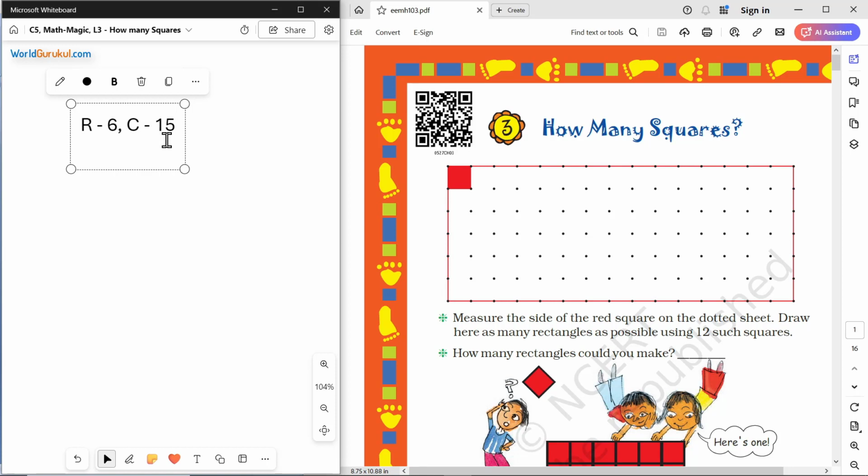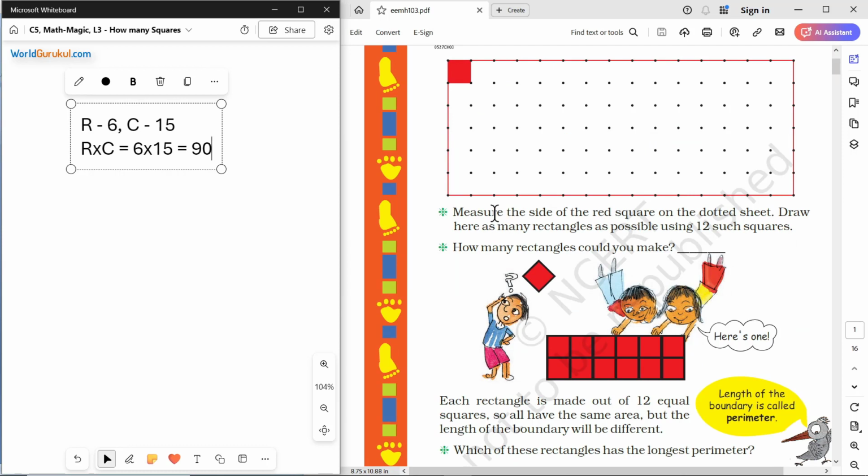It's a simple equation. Rows multiplied by columns is 6 multiplied by 15 equals 90. So there are 90 blocks. 90 square blocks are within these dots. Right? Now the task is, this red square is there, and we need to draw as many rectangles as possible using 12 such squares.